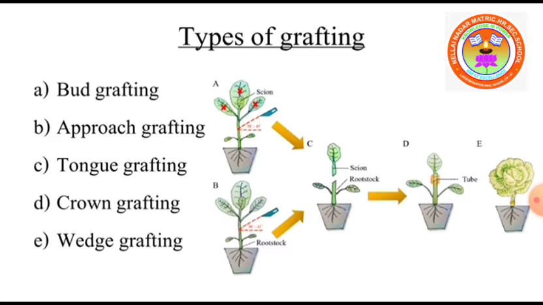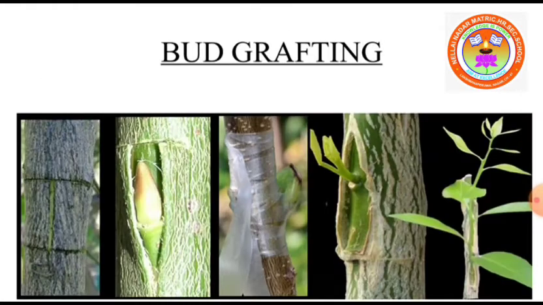So let us start with the different types of grafting, beginning with bud grafting. See the picture. The bud is being removed from a somewhat woody plant. A T-shaped incision is made on the stem, which is called the stock, and the bark is removed.